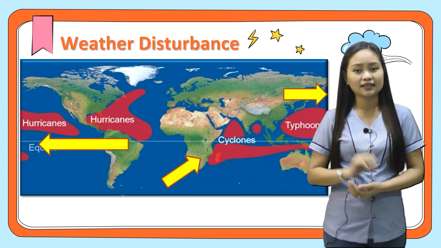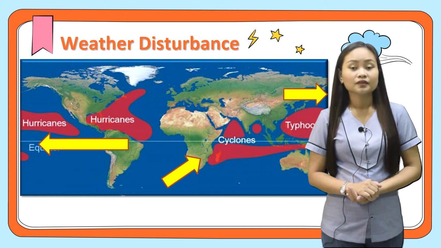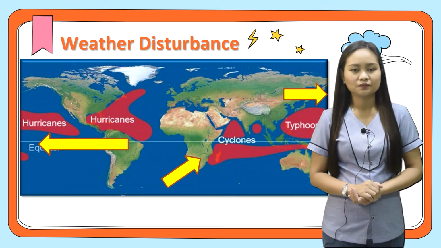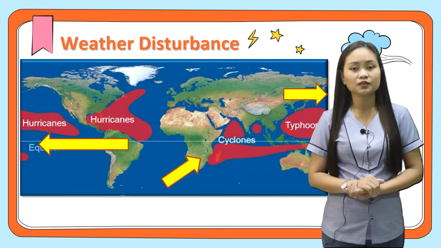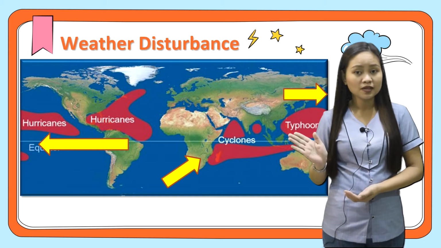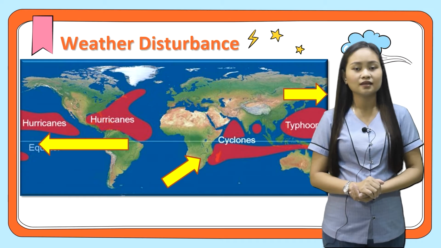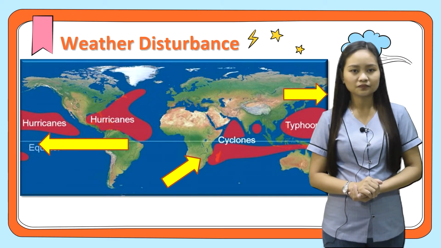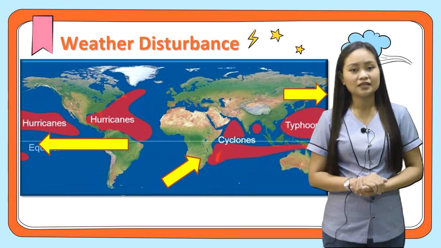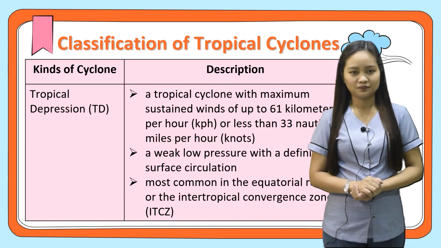In the North Atlantic, Central North Pacific, and Eastern North Pacific, the term hurricane is used. The same type of disturbance in the Northwest Pacific is called a typhoon. Meanwhile, in the South Pacific and Indian Ocean, the generic term tropical cyclone is used, regardless of the strength of the wind associated with the weather system. That's why here in the Philippines, we use the term typhoon instead of cyclone and hurricane.